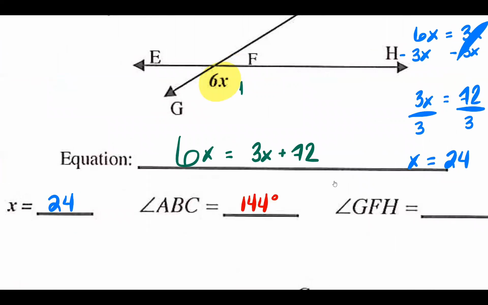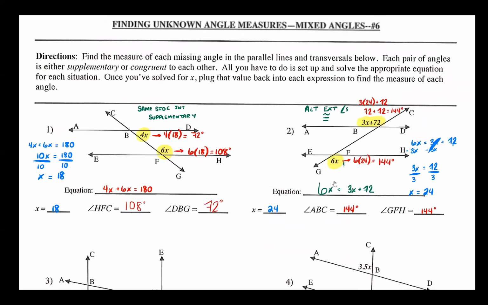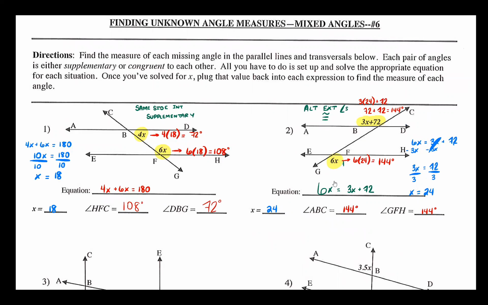So let's go ahead and substitute it and check ourselves. 6 times 24. Plug it into the calculator. What do we get? 144. Excellent. Any questions before we keep moving forward? No? All right, let's do one more.